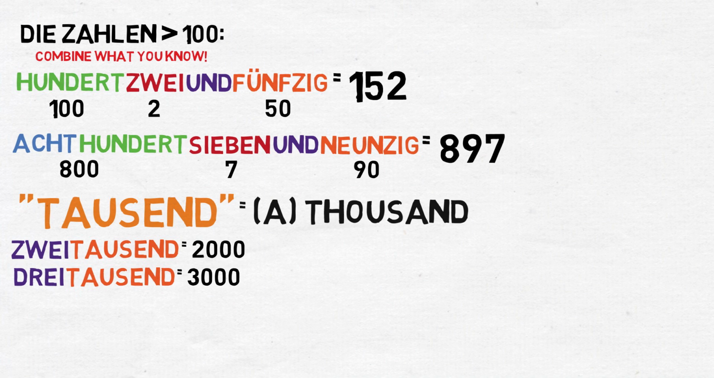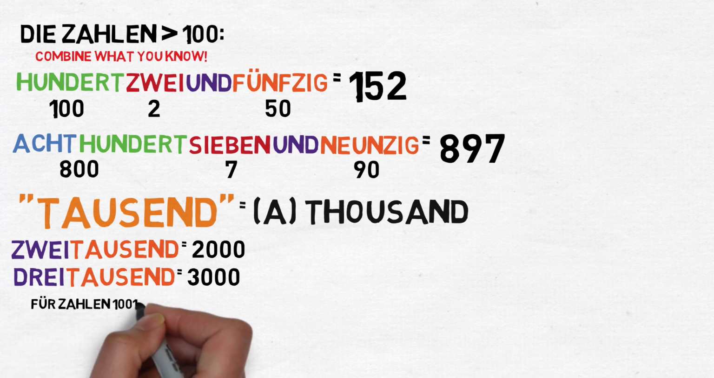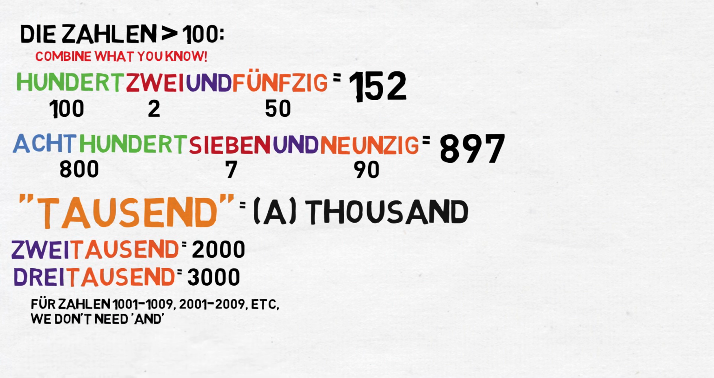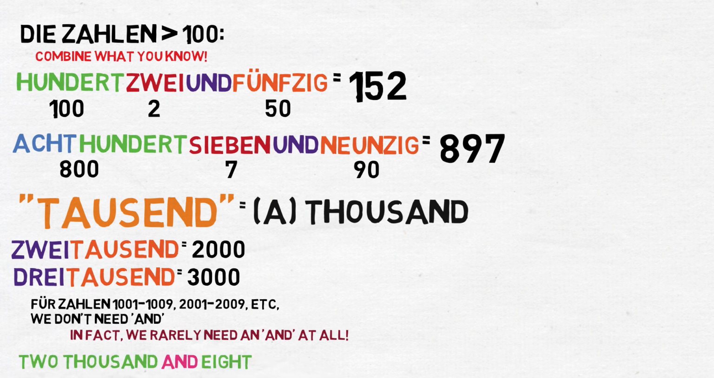It's worth mentioning that for numbers 1001 to 1009 or 2001 to 2009, for example, we don't need an and like we would in English. For example, in English we say 2008, but in German this number is 2008, 2008.